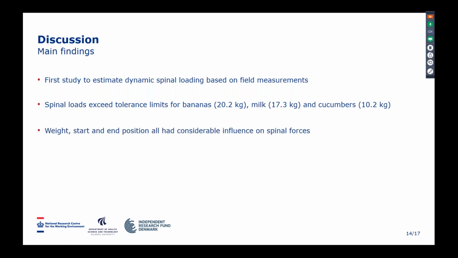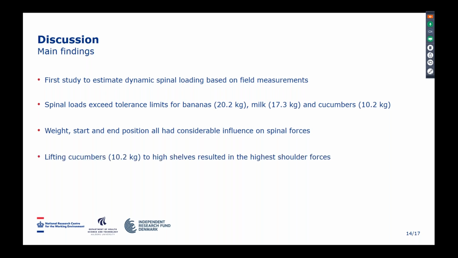We also found that the weights and the start and end positions all had a considerable influence on spinal forces, which is important to know when you need to redesign the work process, since you can change a lot of parameters, or ergonomic factors, to try to decrease these hazardous loads.